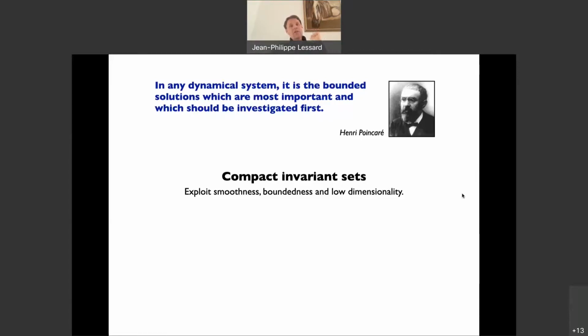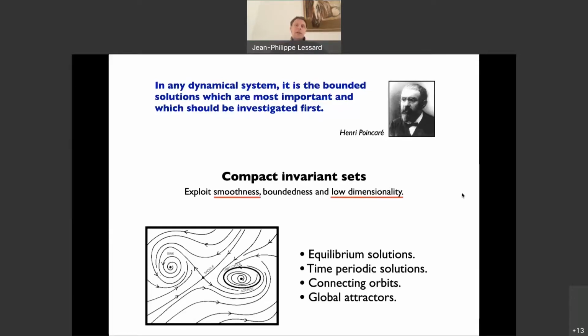They are often very smooth because they are existing for all time. So if you think of a simple compact invariant set, that could be a steady state, or an equilibrium solution, or a time periodic solution. These objects live for all time, and because of that, they persist. Because of the smoothing in the equations, they inherit a lot of nice smoothness properties, and often they're very low dimensional.